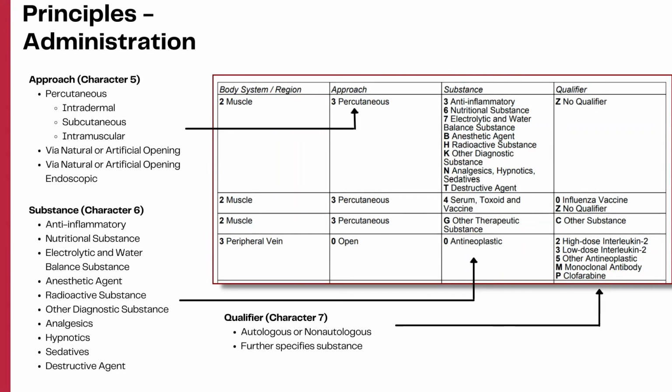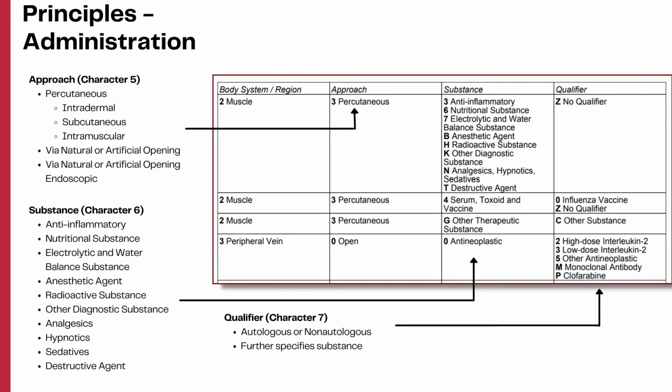The fifth character, approach for intradermal, subcutaneous, and intramuscular injections is percutaneous. Placement of a catheter for infusion of substance into an internal site in the circulatory system is also percutaneous. For example, if a catheter is placed for infusion of contrast directly into the heart for an angiography, then that procedure would be coded as a percutaneous approach. Almost all procedures from this section are usually coded as percutaneous approach only.